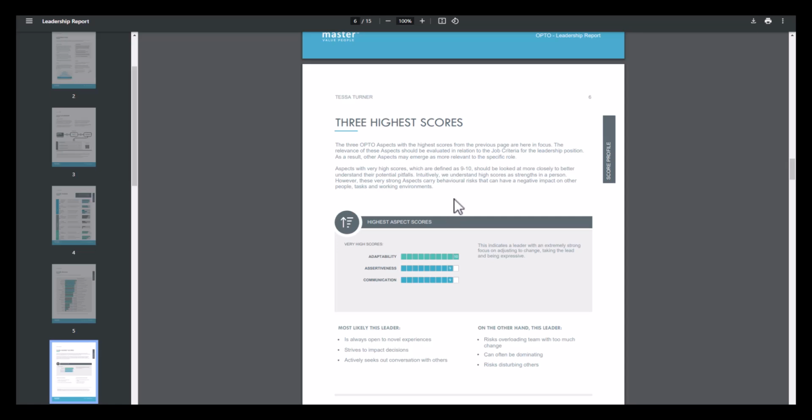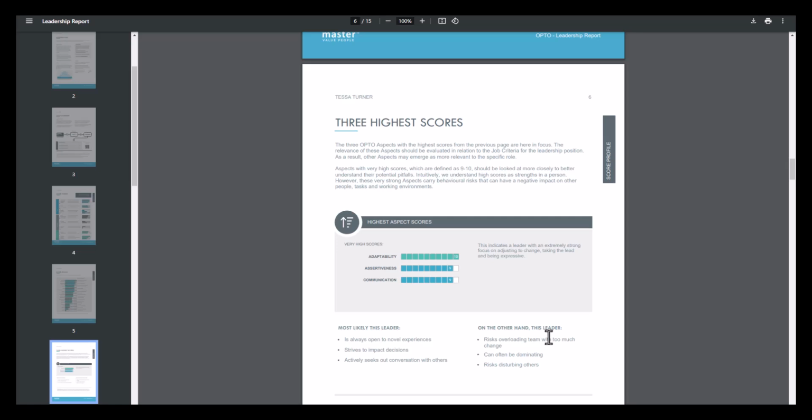At the top, we see information about what the scores mean, what constitutes high scores, medium scores, and so on. Then we delve into the 3 aspects in detail. To the right of the result presentation, you see strengths associated with these types of behaviors. On the opposite side, we see the potential pitfalls of such behaviors.